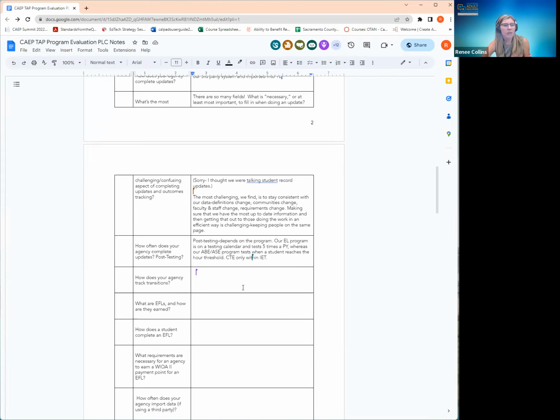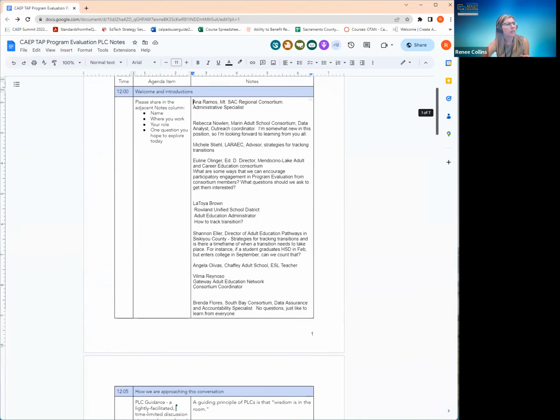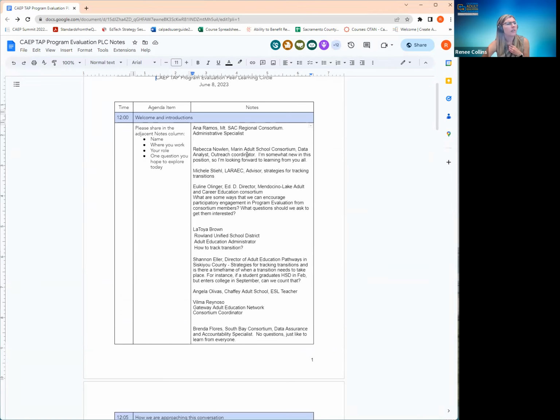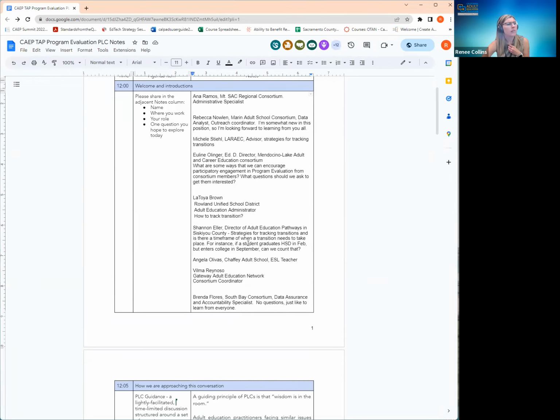So I know there were a couple questions that we had when people came in about transitions. So we've got the question here, how does your agency track transitions? How do we track transitions? That's from Latoya. Strategies for tracking transitions, and is there a time frame of when a transition needs to take place? For instance, if a student graduates high school diploma in February but enters college in September, can we count that? What a great question, Shannon.